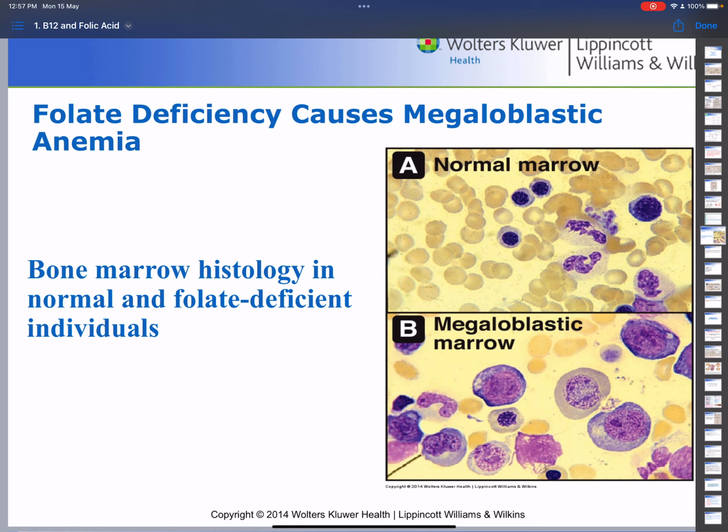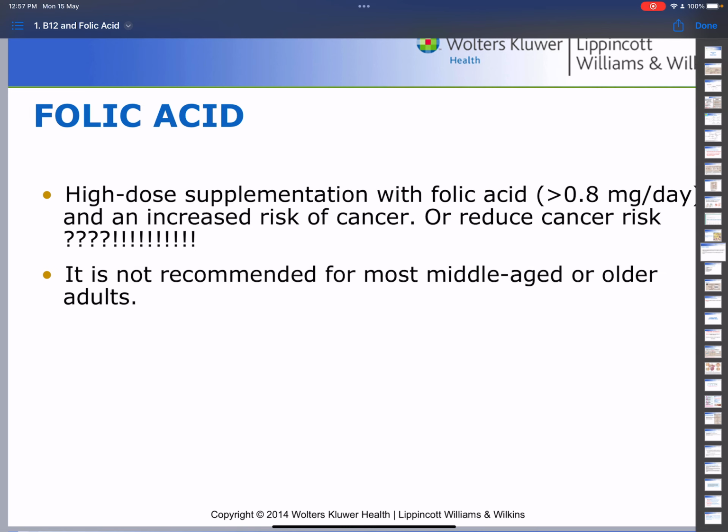megaloblastic anemia is the common disease that is associated with the folic acid deficiency or vitamin B12 deficiency, and this is the difference between the megaloblastic bone marrow cells, for example, and this is the normal bone marrow cells. And you can see the difference between the cells or the blood cells from the point of view of the size, for example, and it's kind of anemia. That's why they call it megaloblastic anemia, because you have mega cells.